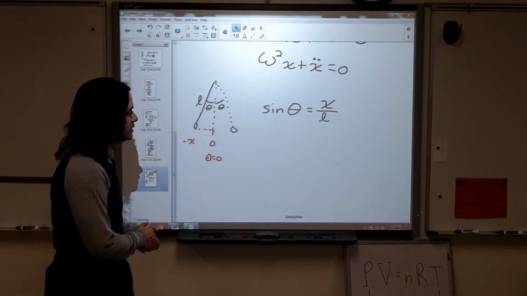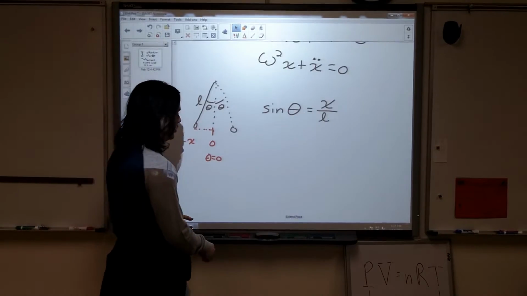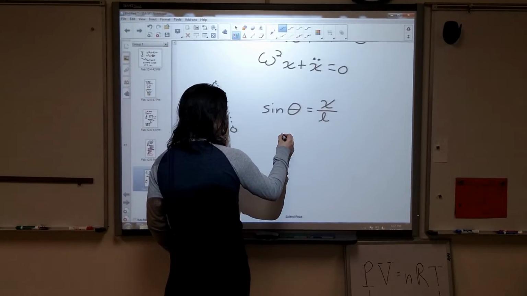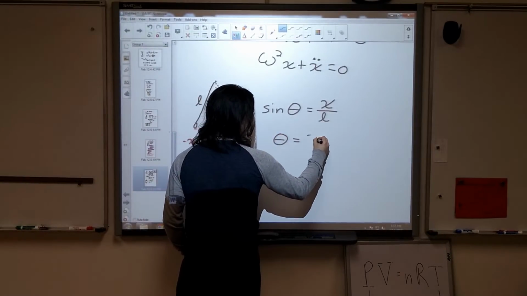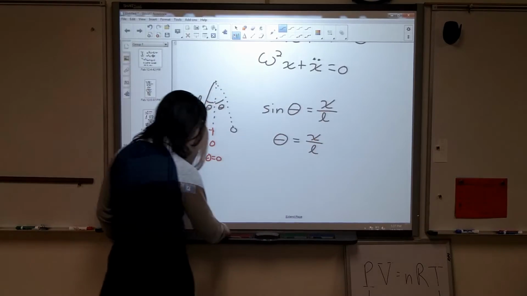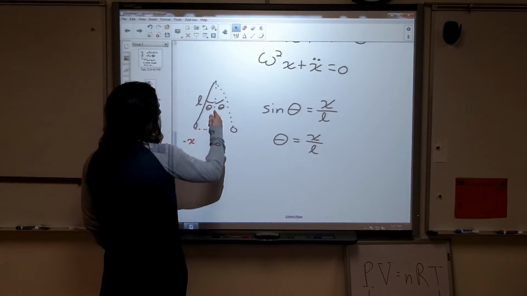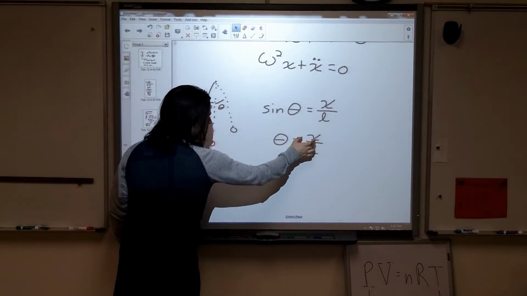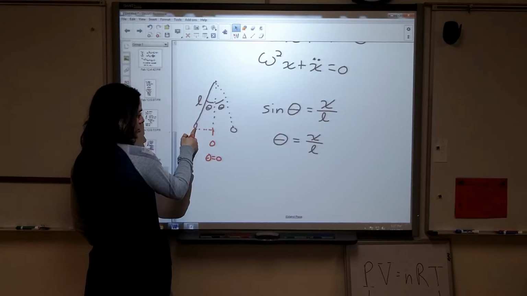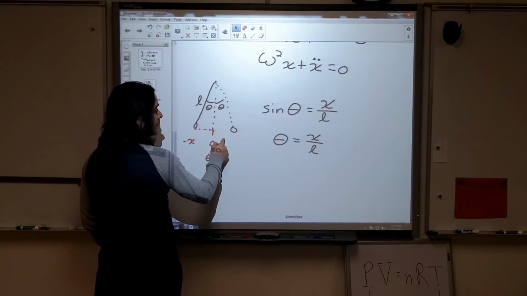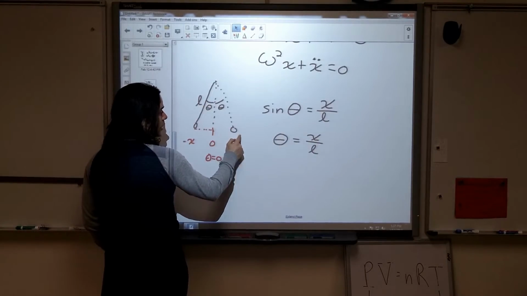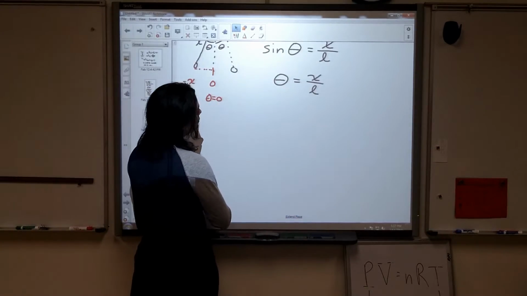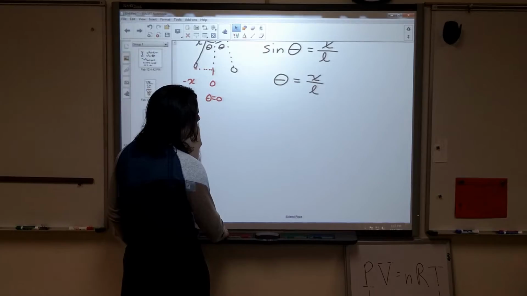Now I'm going to take this one step a little bit farther. Here's where the small angle approximation comes in. Sine theta can also be approximated as theta. And one of the nice things about this is, if I have a negative theta, then this would be negative, and I end up with a negative x, which is what I need. If theta is positive, and I'm over here, then we end up with a positive x.